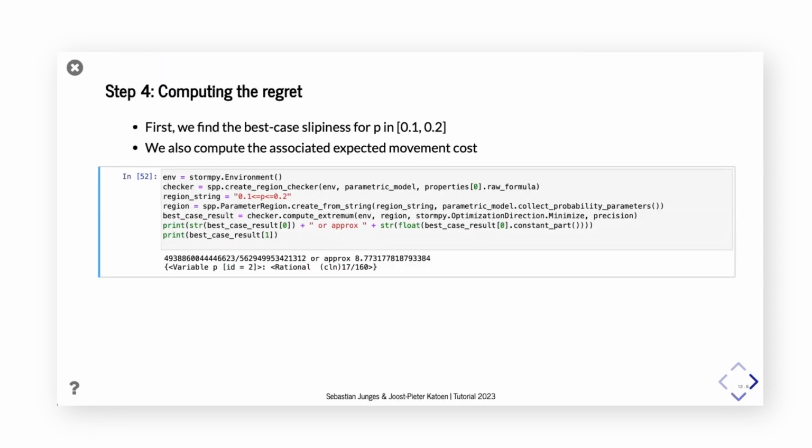Now you can even go 1 step further and say, okay, we are now going to compute another policy, and that policy is going to try to optimize the best case slippiness for any slippiness value between 0.1 and 0.2. And we also find the associated expected movement cost. Now, what it turns out is if your slippiness is between these values, then you can actually do this within 8.7 steps.